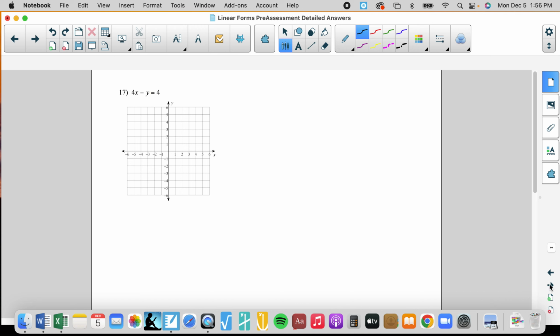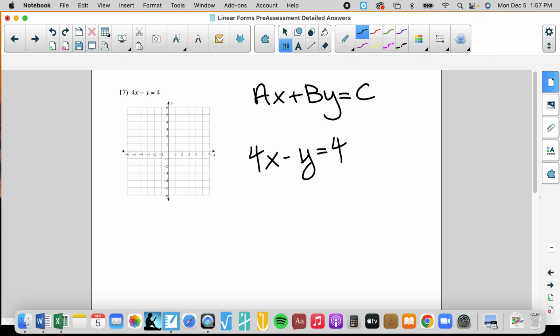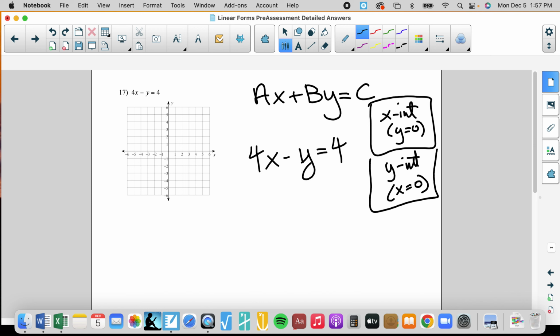Notice this one is not isolated for y. We have x and y on one side and my constant on the other. When we see it in that manner, x, y, we know that it's in standard form. And when we're in standard form, what we do is we find the x and y intercepts. We remember that for the x-intercept, my y value is always going to be 0. And when we find the y-intercept, I know that my x value is 0. So we utilize that when it's in standard form.